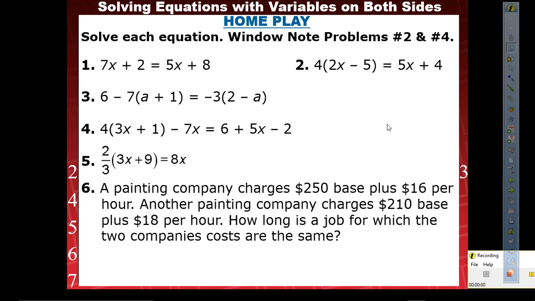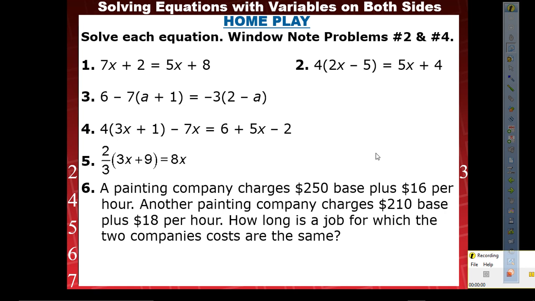All right, so for tonight's home play, you have 6 problems. However, number 2 and number 4, put a little star next to it. Number 2 and number 4, I want those on the window notes. Yay!